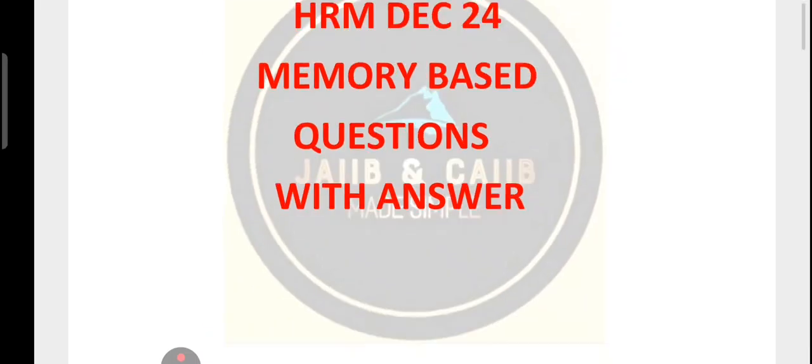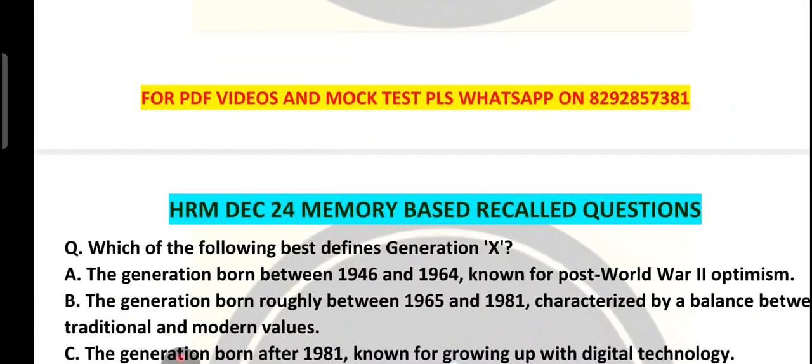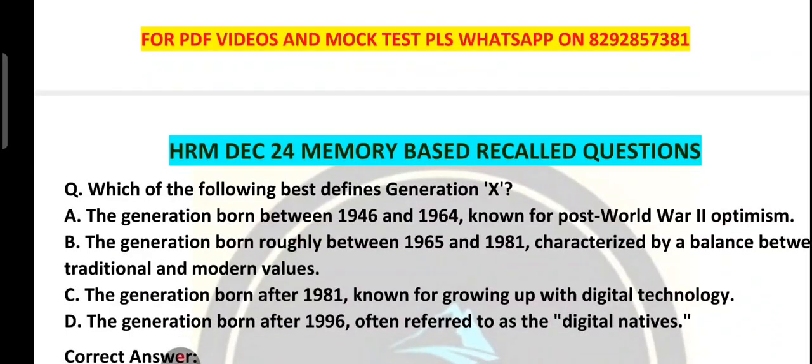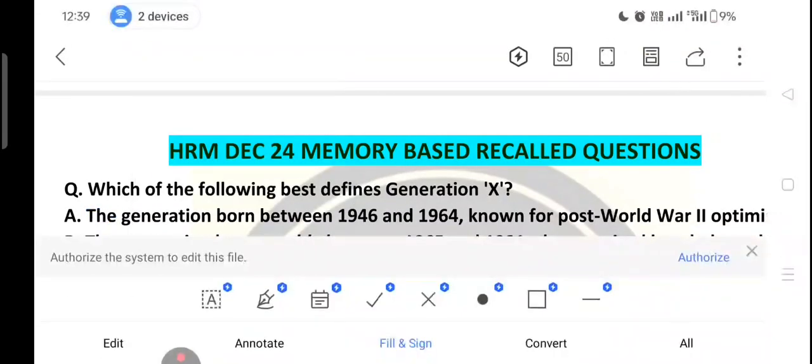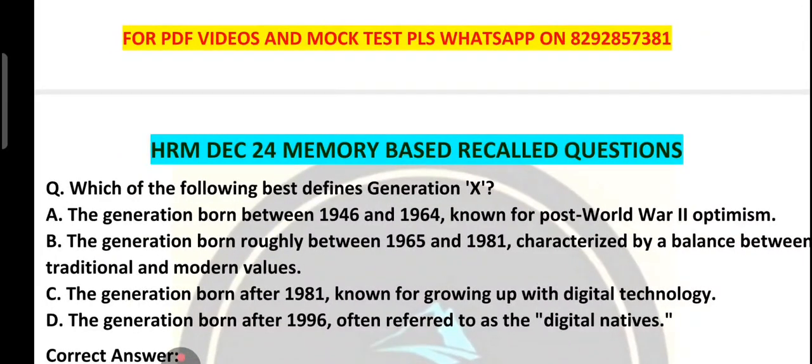So let's get started with our first question. The first question is, which of the following best defines Generation X? This is the first question, as you can see on your screen. Option A, the generation born between 1946 and 1964, known for post World War II optimism. Option B, the generation born roughly between 1965 and 1981. Option C, the generation born after 1981. And option D, the generation born after 1996. So tell me, which is Generation X?